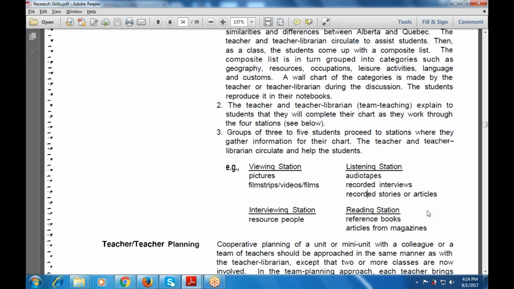Then the interviewing station has resource people, and the reading station has reference books and articles from magazines. Whatever the viewing, listening, interviewing or reading station they carry out, they proceed to the station where they gather the information for their chart.